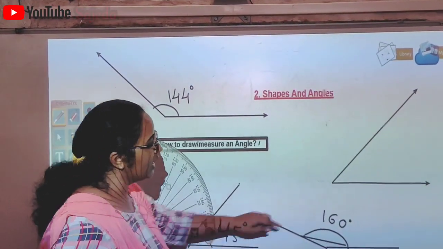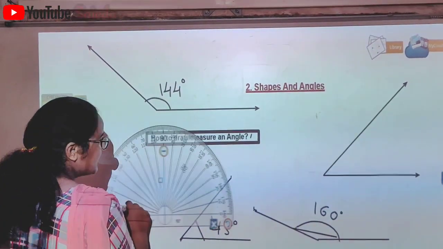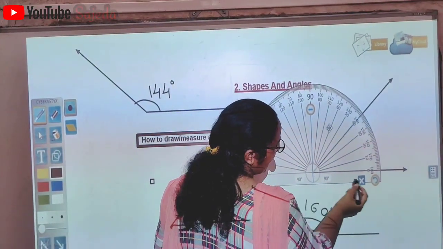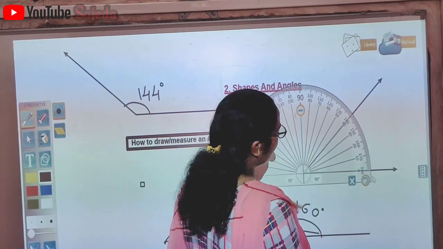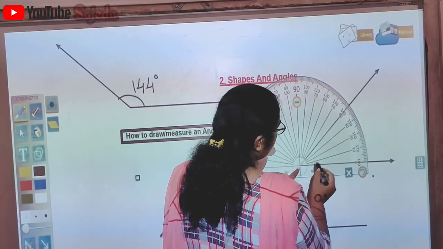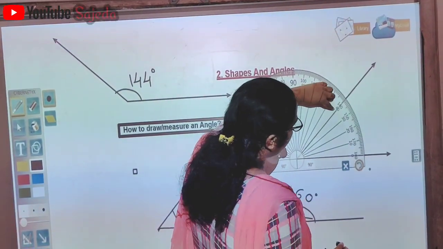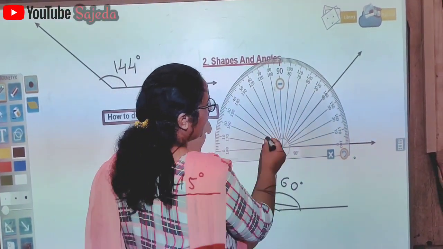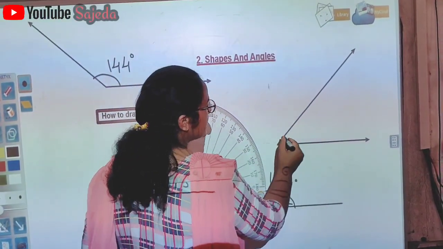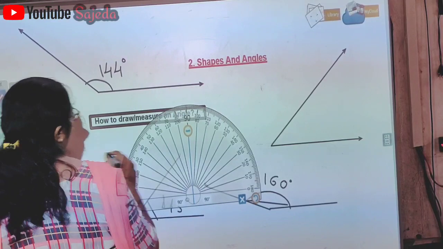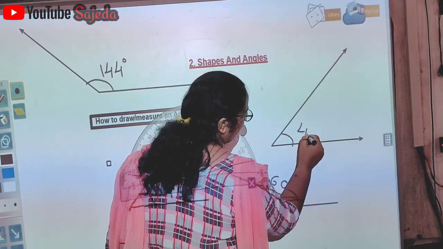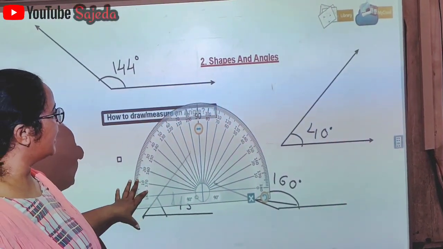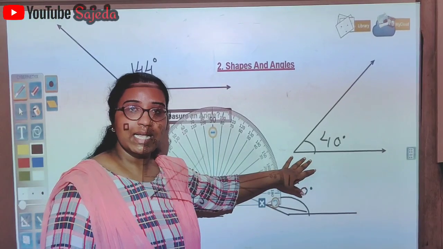Now let's check the degree of this angle. So once again put this protractor on the vertex. The arm is also correct. Now here we can see that this ray is on the number 40. It is exactly on 40. So we can say that this angle is of 40 degree. So here I have explained how to draw an angle and how to measure a given angle.